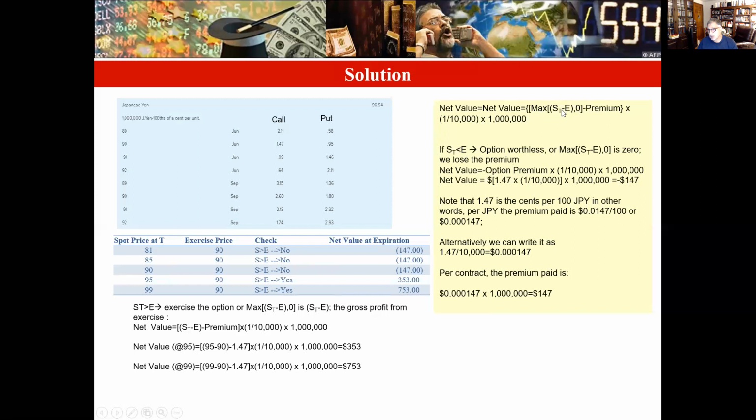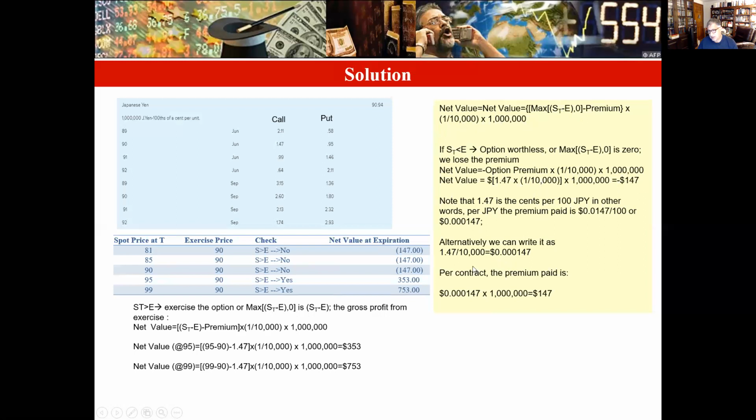So this part drops to 0, and then we have the premium, and then we have all the other factors as 10,000 times 1 million to calculate the net value. So the net value in this case is going to be minus $147, which is the premium that we paid.